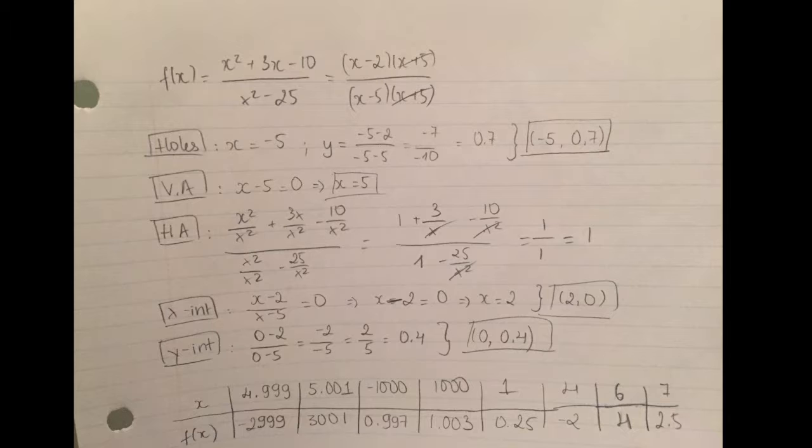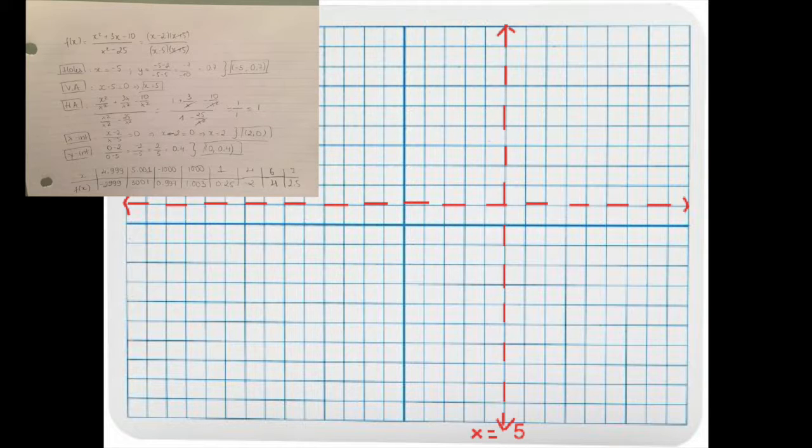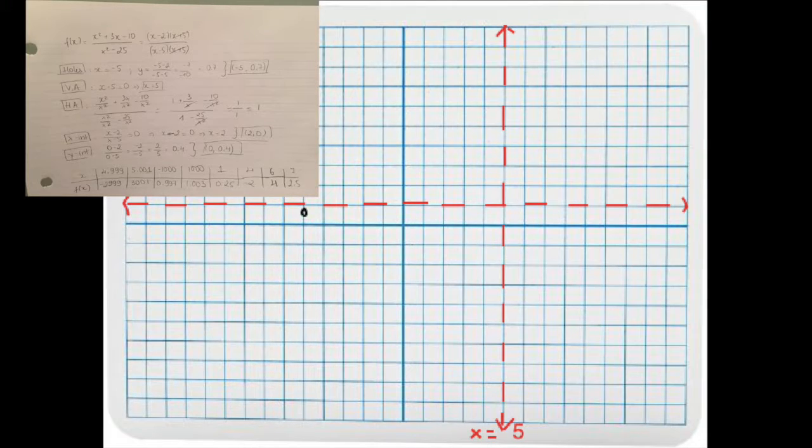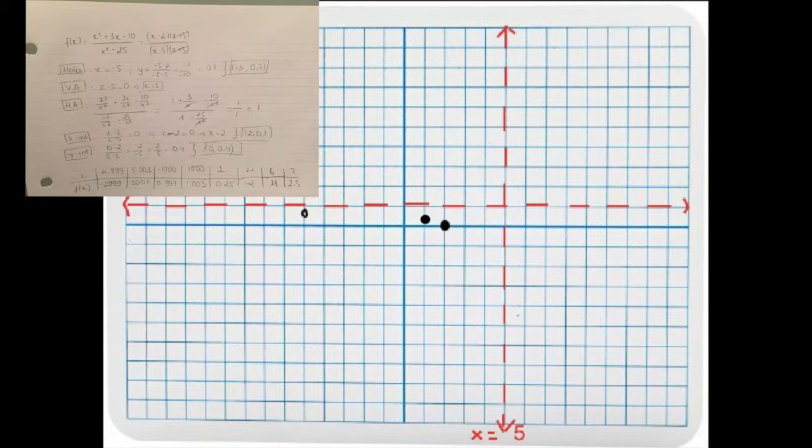Now we have all of the necessary information to graph this rational function. So we have the vertical asymptote x equals 5, a horizontal asymptote y equals 1, a hole at (-5, 0.7), one x-intercept at (2, 0), one point at (1, 0.25), one point at (4, -2), one point at (6, 4), one point at (7, 2.5), and also we have one y-intercept at 0.4.